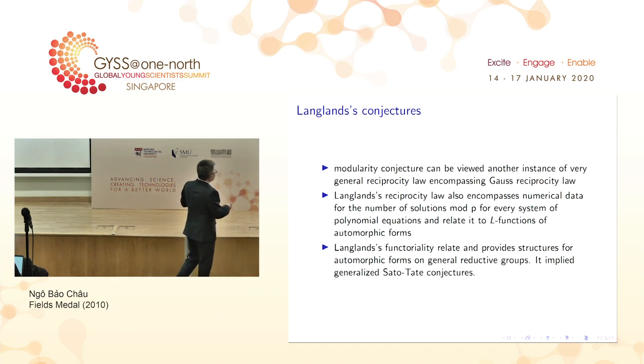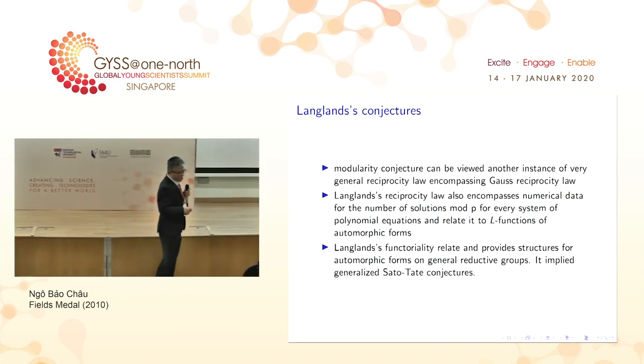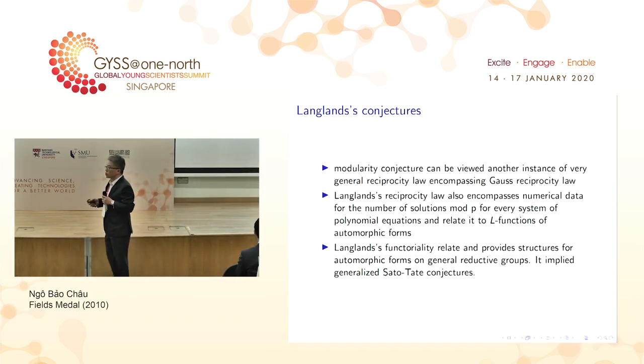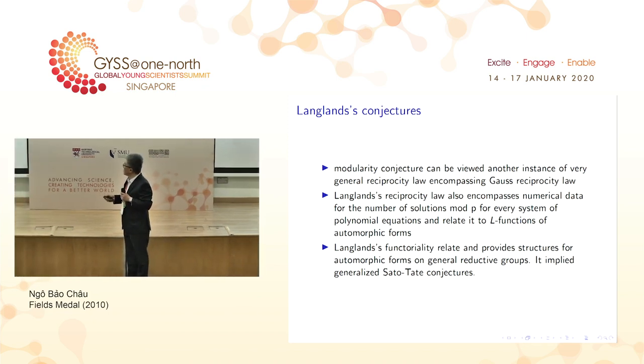And also, we have other conjectures, on how these automorphic forms on different groups, Lie groups, can be related to each other. That would imply very generalized conjectures. So that is what I would like to say.